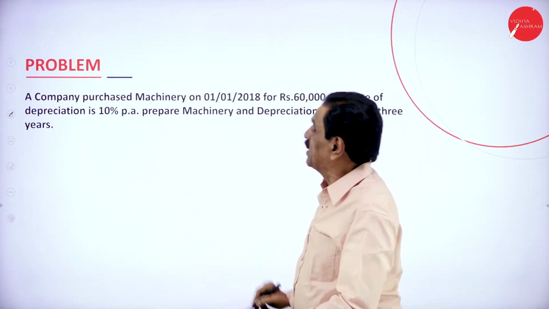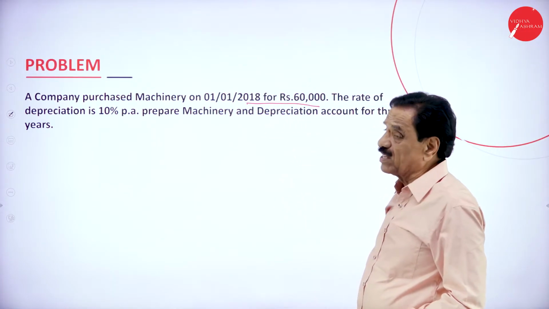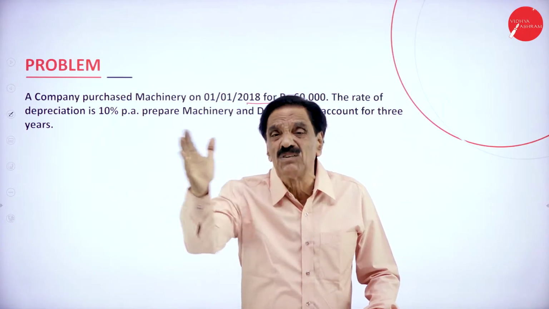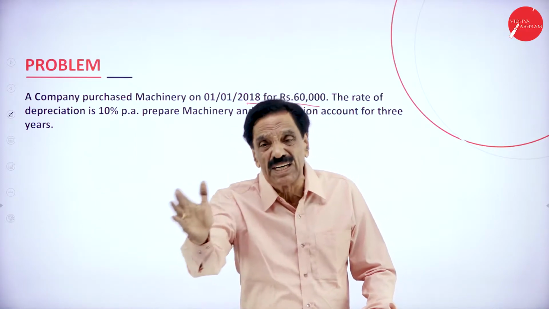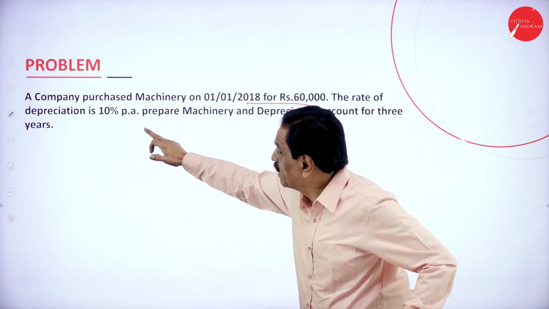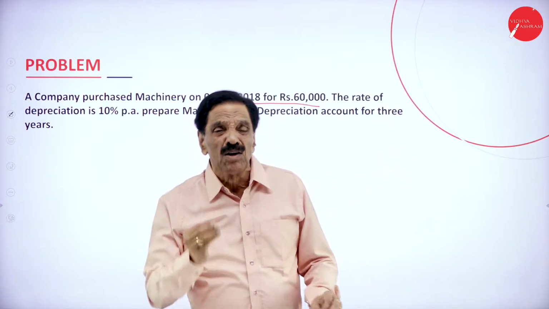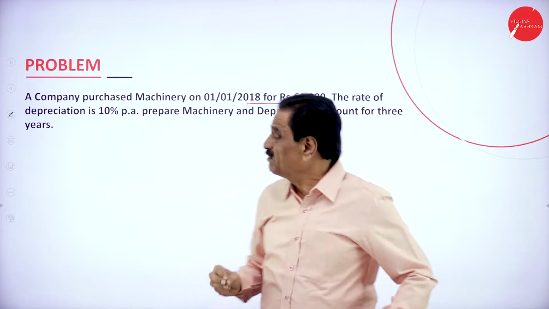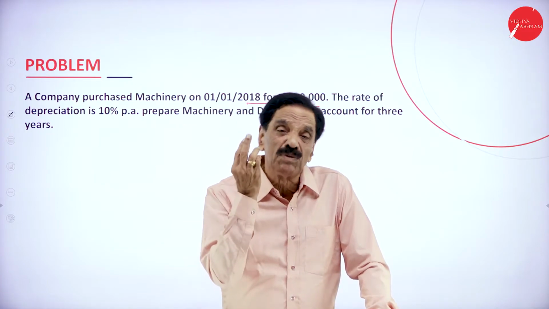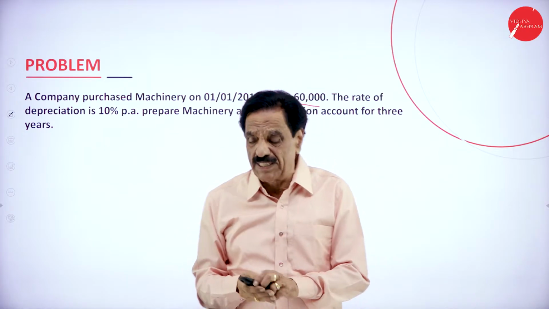A company purchased a machinery on 1/1/2018 for rupees 60,000. When the machinery is purchased, what is the general entry? Machinery account debit to bank account, or machinery account debit to cash account, rupees 60,000. The rate of depreciation is 10% per annum. Prepare machinery account and depreciation account for 3 years. A very simple problem is going to be explained now. What is the cost of the machinery? 60,000. What is the rate of depreciation? 10%. For how many years? For 3 years.